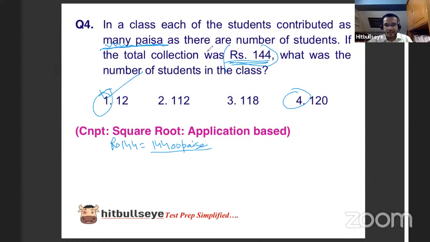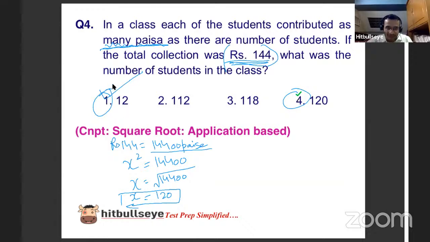So it is saying each of the students contributed as many paisa as there are number of students. So can I say, let the number of students be X, and each of the students contributed the same number of paise, so X squared is equal to 14400. Now to find the answer, I have to take a square root of this. Square root of 14400 is what? Answer is 120, not 12. Please check, which is my fourth option, not the first option.